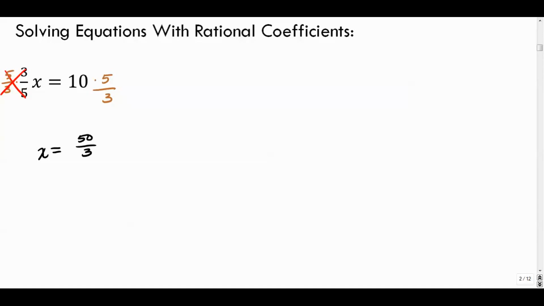And that is a completely fine answer. I don't really need to turn it into a mixed number or a decimal or anything like that. I'll keep it like that.